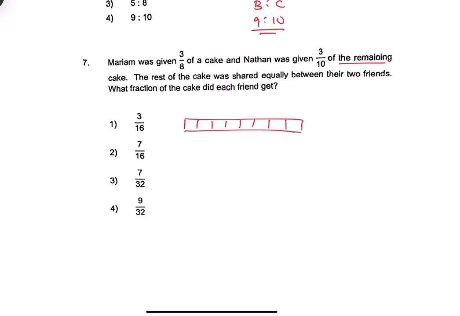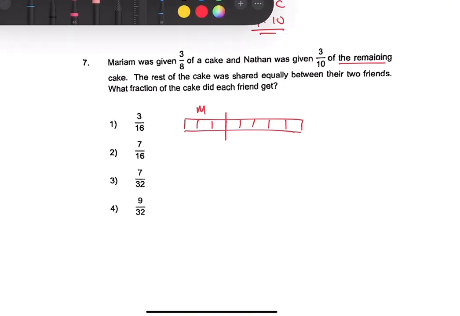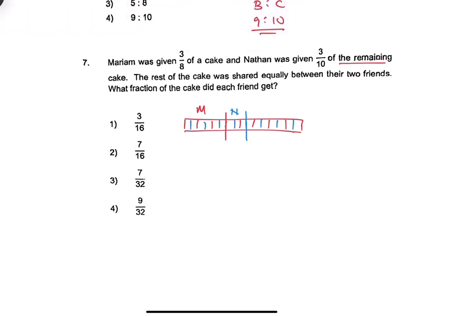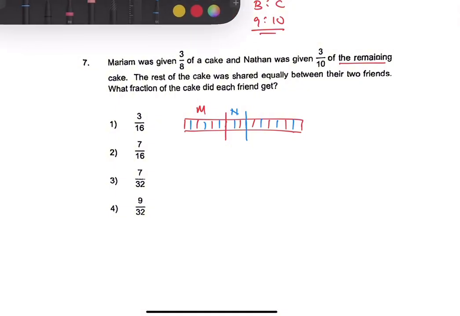Mariam was given this part. And Nathan was given 3 out of the 10 remaining, so this has to be all cut into 2. 2, 4, 6, 8, 10. Of the 10, 3 were given to Nathan, and this continues to be cut. This gives you a lot of insight. Very important. Why? That tells you that the original number of cake pieces is actually 16.